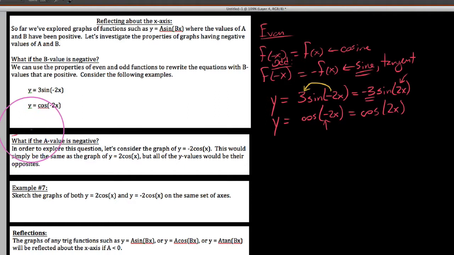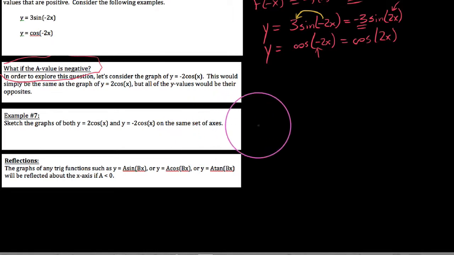So we'll ask this question now: what if the value of a is negative? In order to explore this, let's consider the graph of y equals negative 2 cosine of x. This would simply be the same as the graph of y equals 2 cosine of x, but with all the y values being their opposites. I'll sketch the graphs of both of these on the same set of axes.